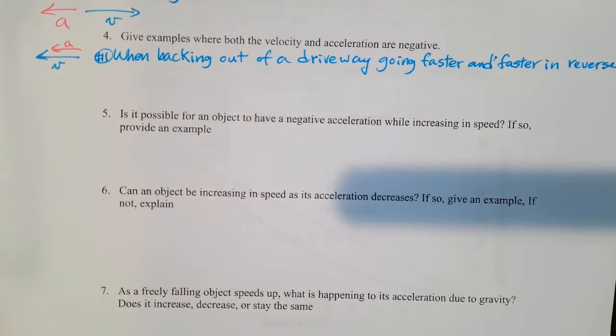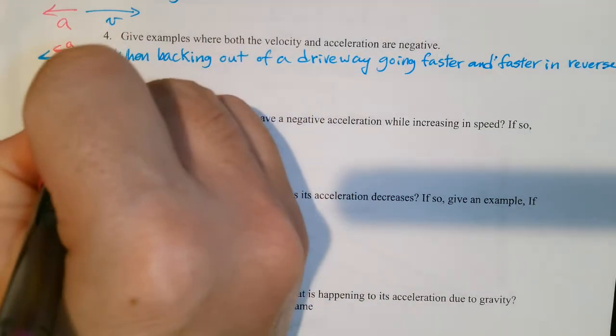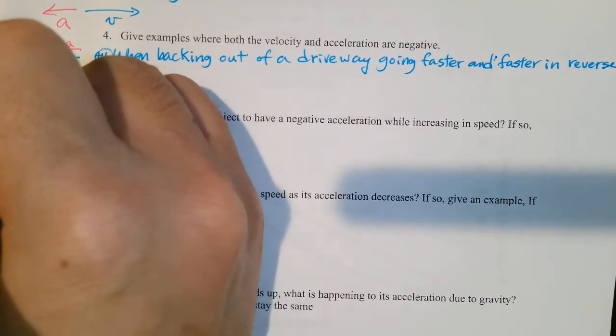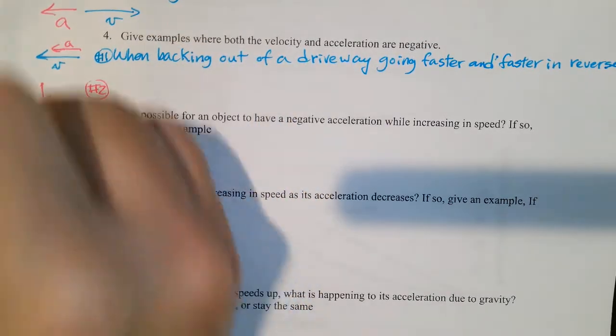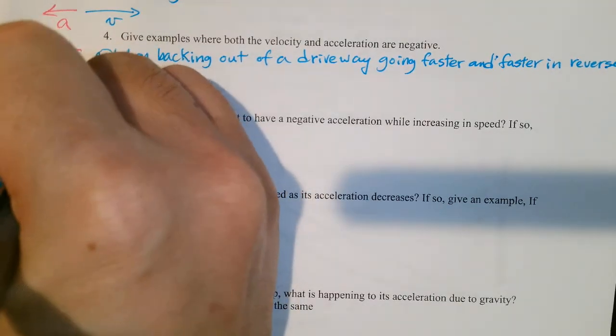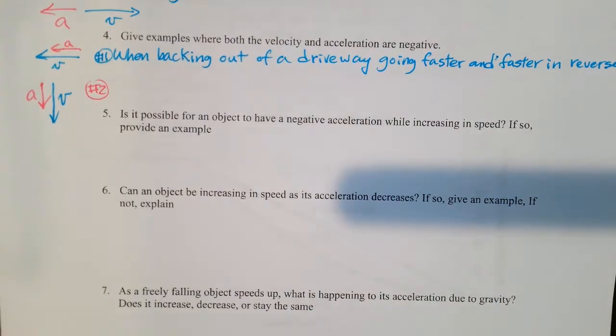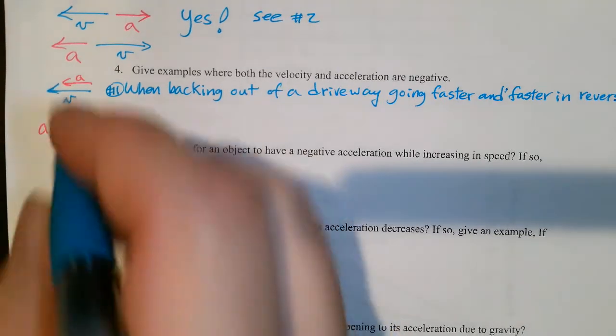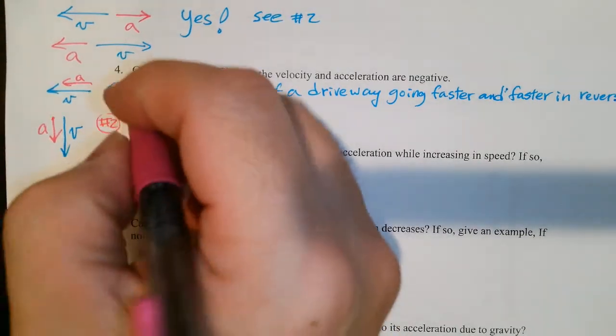A second example could be your velocity can be negative and your acceleration also can be negative if you were to throw something downwards from a tall place or dropping something, okay? You can throw something down, okay?